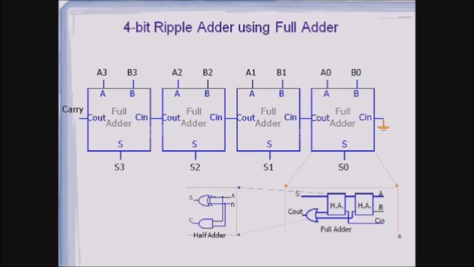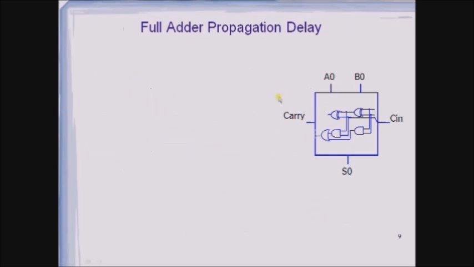But the drawback associated with the ripple carry adder is propagation delay. Let us see what the propagation delay is and how it looks. So this is one full adder, and here we are giving the Cin, which is carry in. This carry in is propagated to the output through 3 gates, that is XOR, AND and OR. So the first stage critical path is nothing but 3 gate delays.